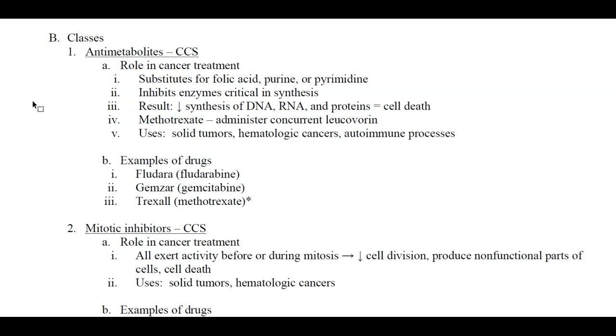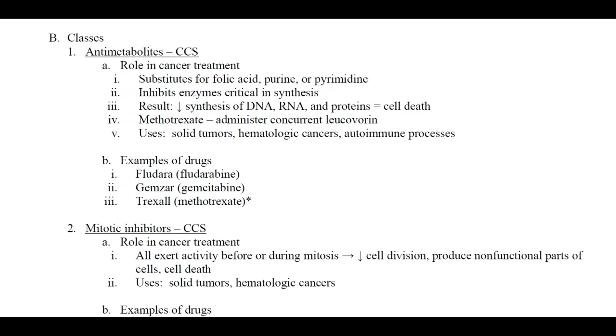These are considered cell cycle specific. So their role in cancer treatment is by substituting folic acid and purine or pyrimidine. So this will inhibit cellular growth because it inhibits those essential or critical chemicals or compounds that are needed for cell production or DNA synthesis. So this inhibits cellular growth. The result is a decrease in synthesis of the DNA, RNA, and proteins, which then will result in cell death.